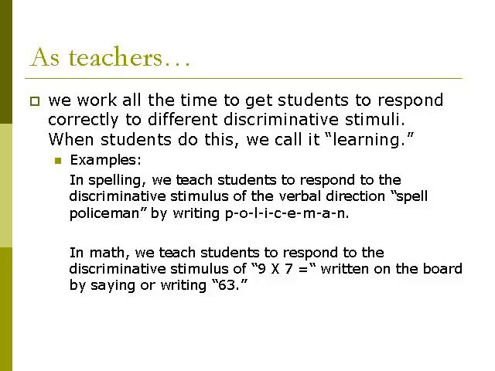As teachers, we work all the time to get students to respond correctly to different discriminative stimuli. When students do this, we call it learning. So for example, in spelling, we teach students to respond to the discriminative stimulus of the verbal direction, "spell policeman," by writing P-O-L-I-C-E-M-A-N. In math, we teach students to respond to the discriminative stimulus of 9 times 7, written on the board, or spoken by the teacher, by saying or writing 63.